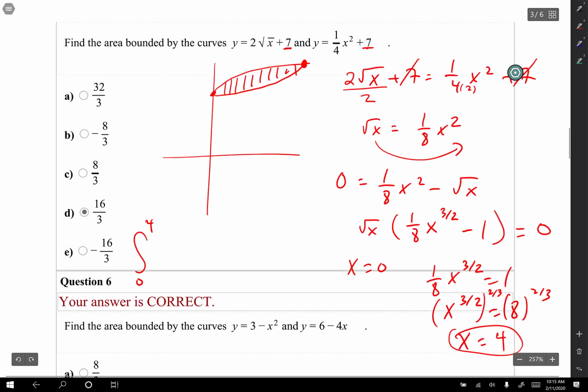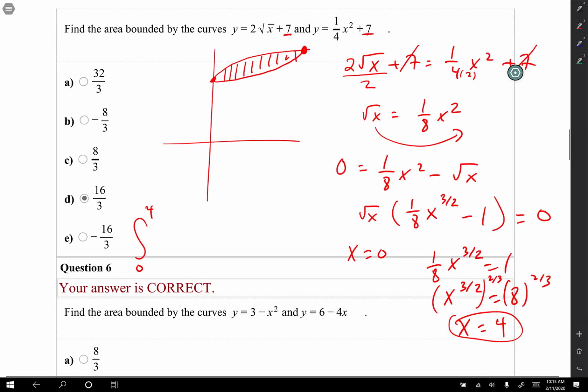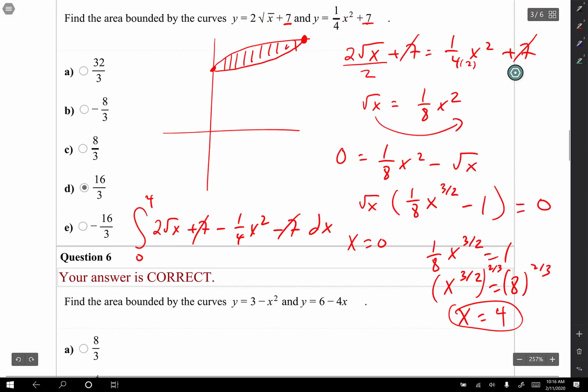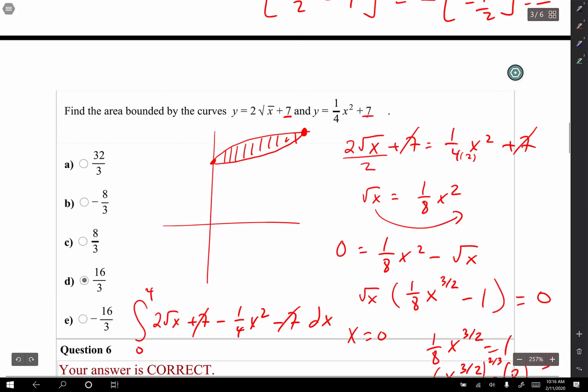And the function that's on top is actually the square root function. So 2 square root of x plus 7 minus 1/4 x squared minus 7. The 7's cancel out. And I'm just going to take an antiderivative. So here we go. Do I have enough space? I'll write it up here. Integral from 0 to 4 of 2x to the 1/2 minus x squared over 4 dx.